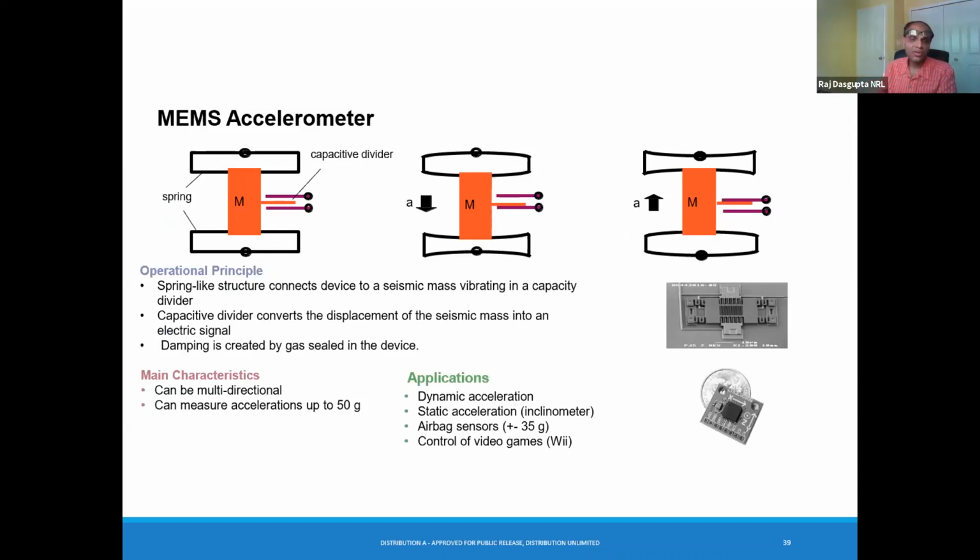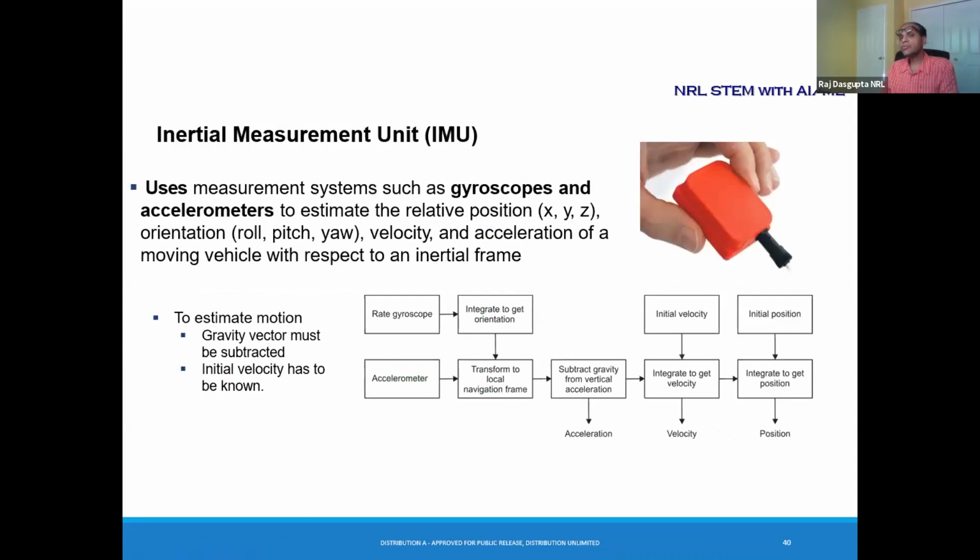So this is the construction of a MEMS accelerometer. Once again, it has a spring and a mass inside it, and along with the damper, it has a capacitor inside it. The capacitor checks the acceleration of the mass. When you put these two components, the gyroscope and the accelerometer, together inside the IMU, this block diagram gives the steps you have to do to find out the acceleration, the speed or velocity, and finally the position or distance traveled by the robot.